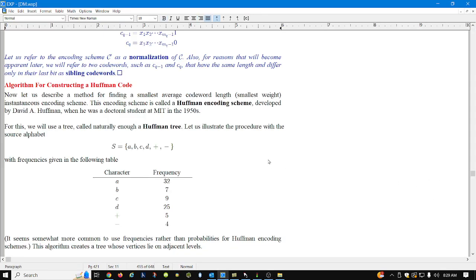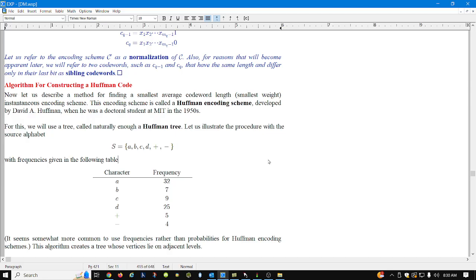Well, we're now ready to discuss the Huffman codes. And the Huffman encoding scheme, as we will see, has the smallest average code word length, or smallest weight if you prefer, among all instantaneous encoding schemes for the same source. And since we always want encoding schemes to be instantaneous, essentially that means that the Huffman encoding scheme is the most efficient, period, in terms of average code word length.